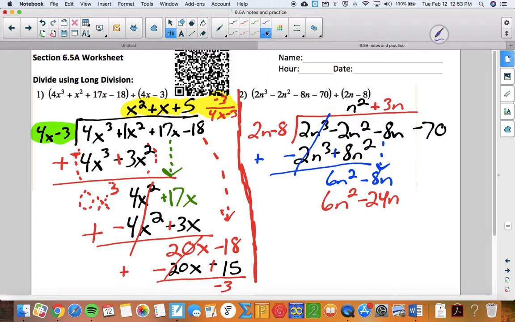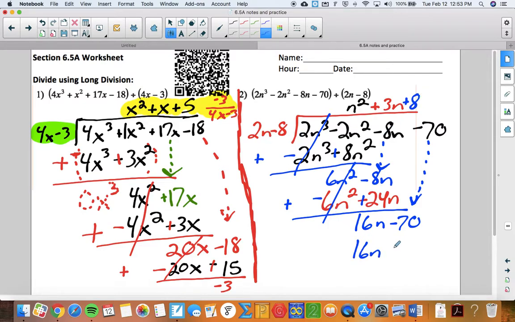And then we take the opposites of this new polynomial and we add the terms together. The 6n squareds are eliminated. We get positive 16n, and we bring down the next term, which is the last term, which means we're close to the end. We ask ourselves, 2n times what is 16n? It's 8, and we distribute the 8 not just to the 2n, but also to the negative 8. And then we take the opposites of these symbols and we add the like terms together. This is eliminated. We get negative 6. So we have a remainder of negative 6.